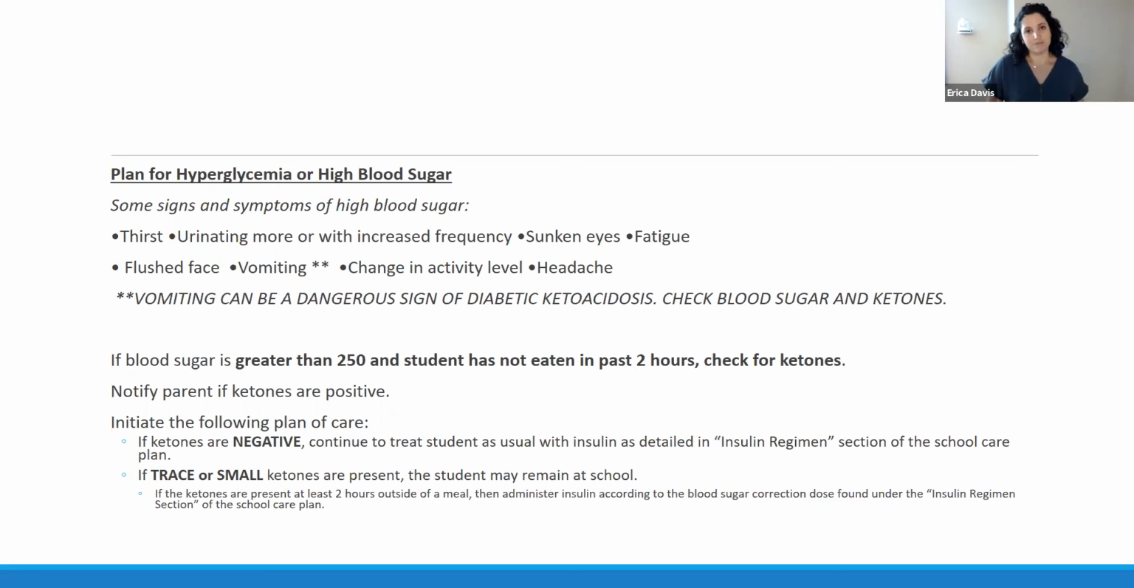If you think back to when I was talking about insulin regimen, a couple of the different school care plans might not actually have a correction dose listed.